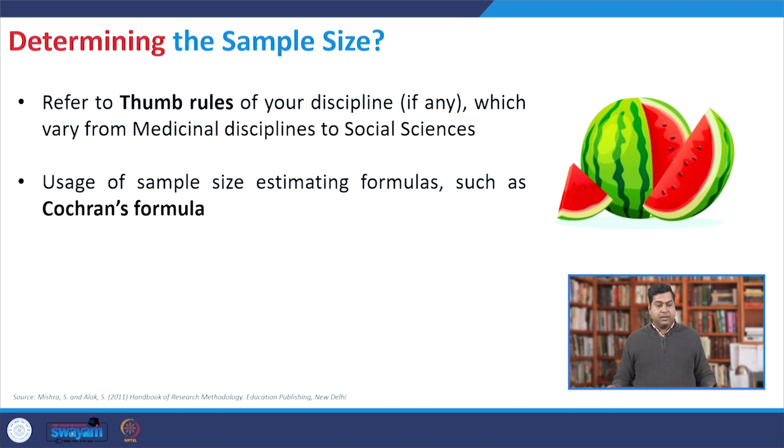Now definitely determining the sample size is not very easy, and it also depends on the experiment. For that we have to refer to the thumb rules of your discipline, which may vary from the medical discipline to social science. In social science, if you go for a market survey or some kind of perception survey, the sample will be a little larger, because you are comparing a large population where there is so much heterogeneity, and you can expect that kind of variation in the answers.